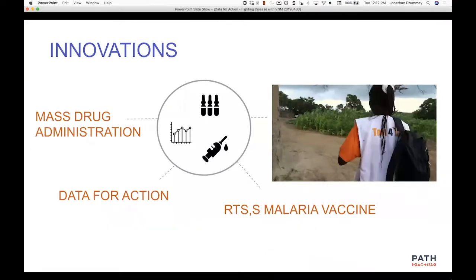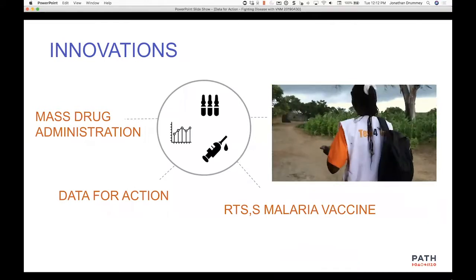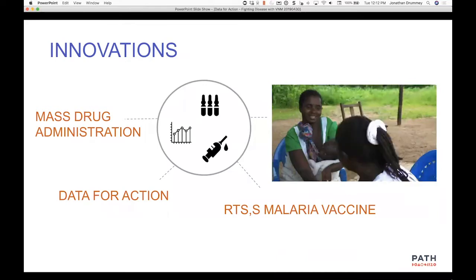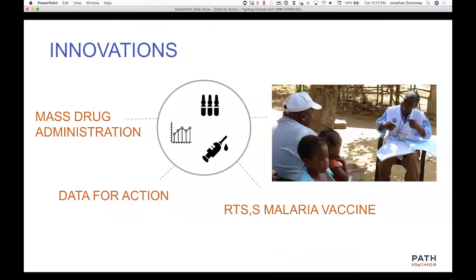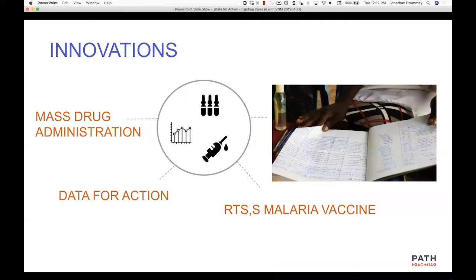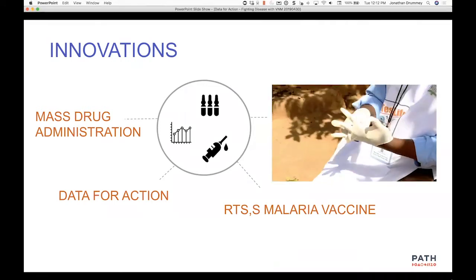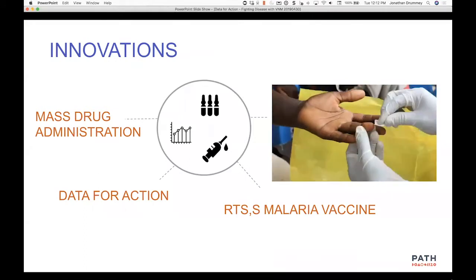And then we've been innovating along the way as well. So we've been doing mass drug administration in Southern Province and research on that, the RTS,S malaria vaccine that I mentioned, and the Data for Action and Visualize No Malaria project, which I will talk about more.